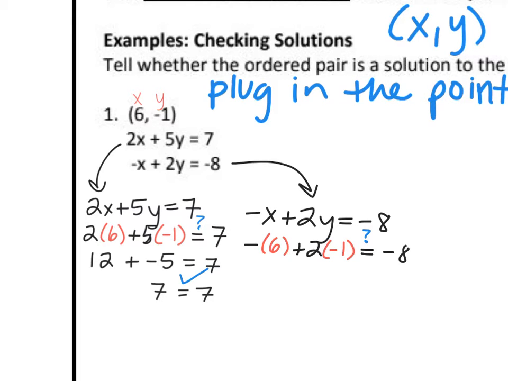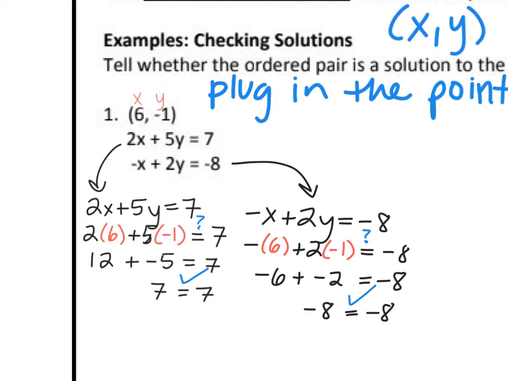You can put a little question mark above it if you would like. Negative 6, so it's literally just negative 6. And 2 times negative 1? Negative, so you're doing plus negative 2, because 2 times negative 1 is negative 2. What's negative 6 plus negative 2? Negative 8. Okay, guys, does negative 8 equal negative 8? Yeah.